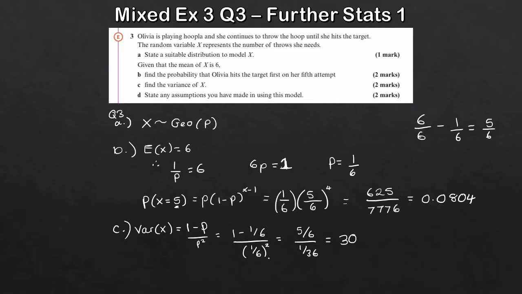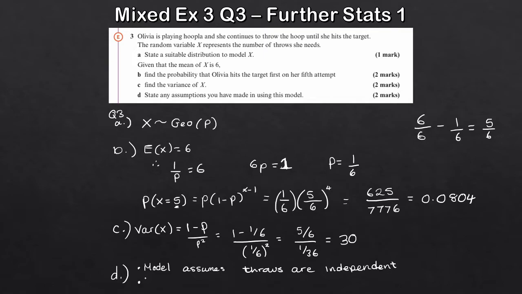Okay, and again, part D, very standard, just state any assumptions. So use the marks as a guide: 2 marks, 2 points. And the 2 points are just the exact replica of what we said before, but in a slightly different context. So the model that Olivia's using assumes the throws are independent. So one throw does not affect the other.